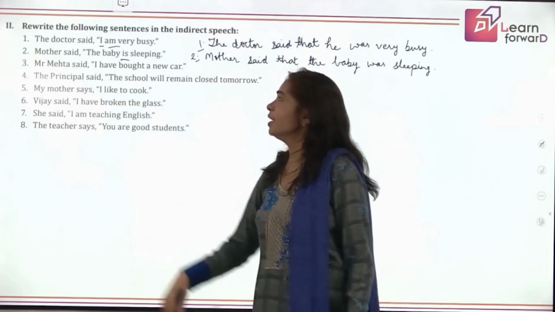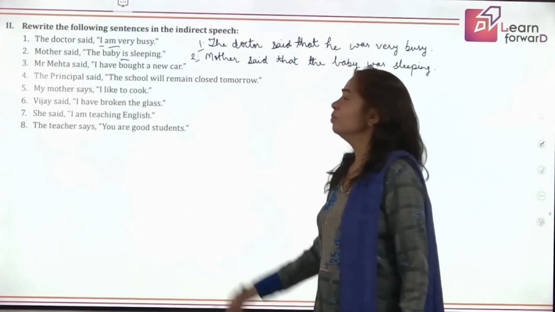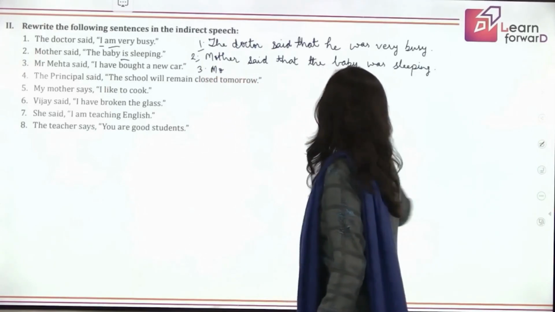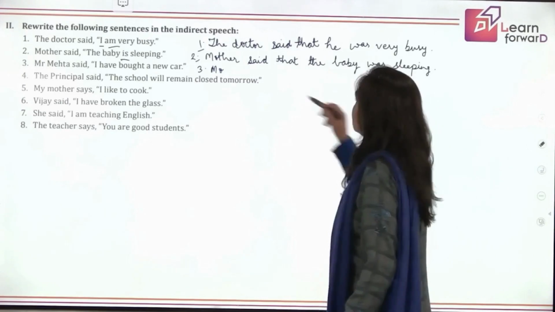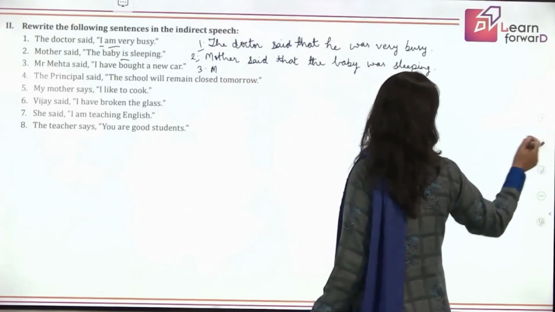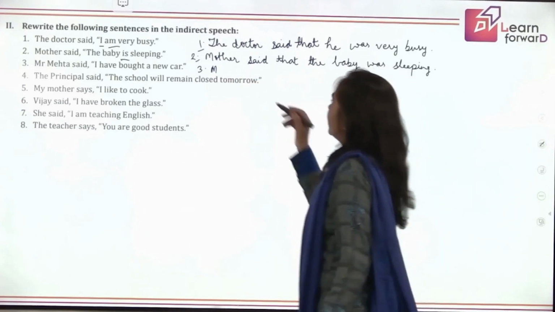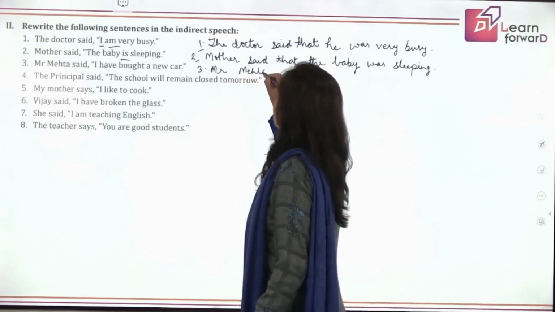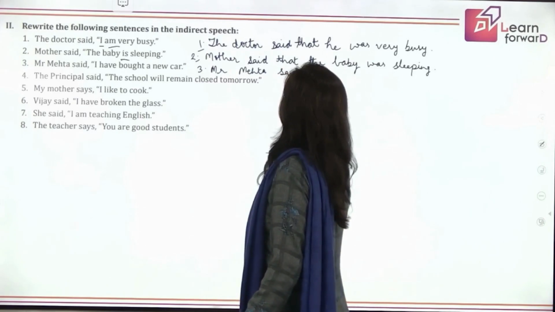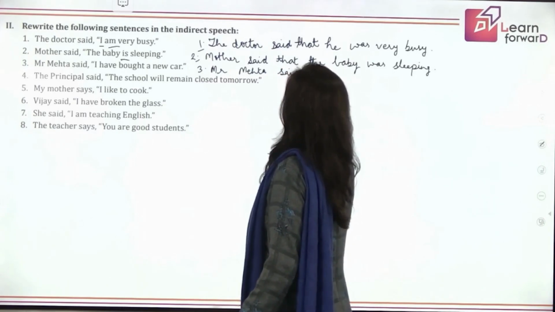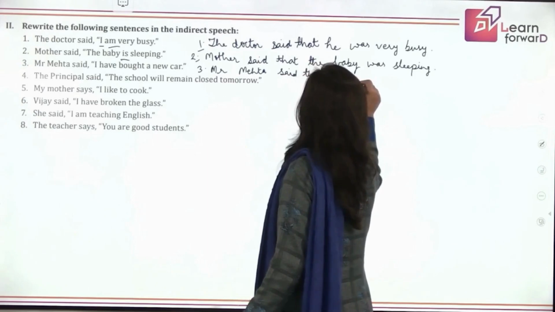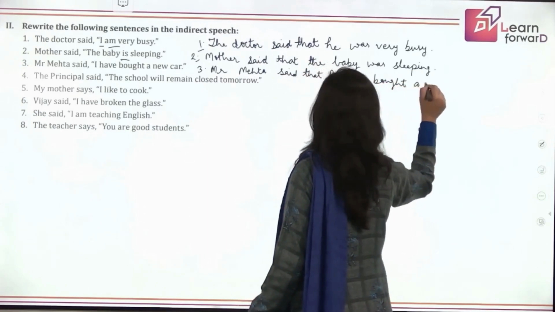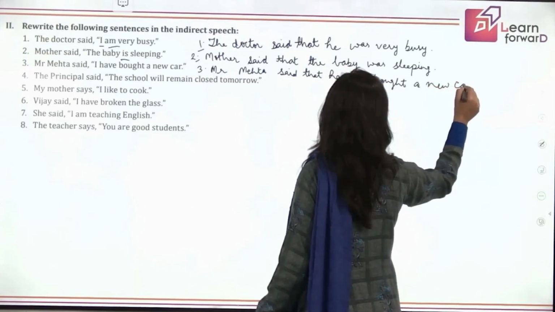Next. Mr. Mehta said, I have bought a new car. Mr. Mehta said that he had. Okay. Very good. Got the perfect answer from you. I was not fast enough in writing. You gave the correct answer. Mr. Mehta said that he had bought a new car. It seems you are getting confident in this.